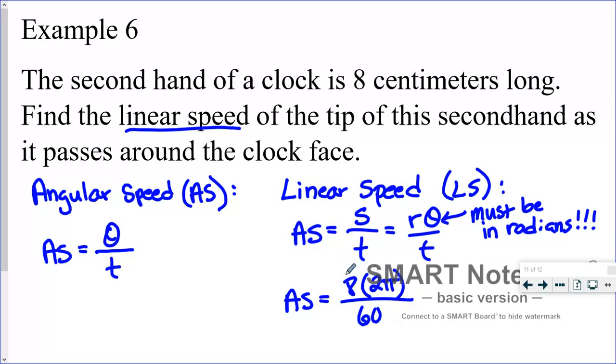Of course, this here is in centimeters, and this here is in seconds. So this will be 16 pi over 60. 4 goes into this evenly, so 4 pi over 15, and this would be centimeters per second, because I have centimeters up top, seconds in the bottom, centimeters per second.